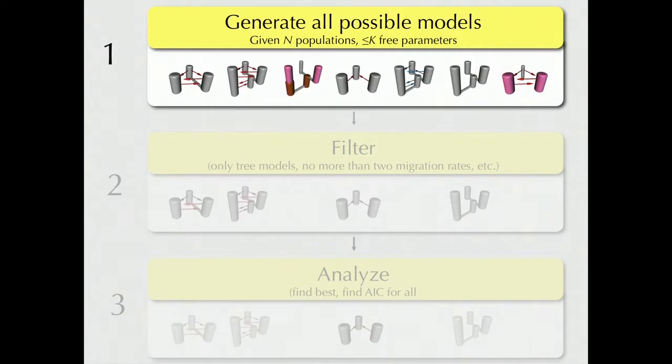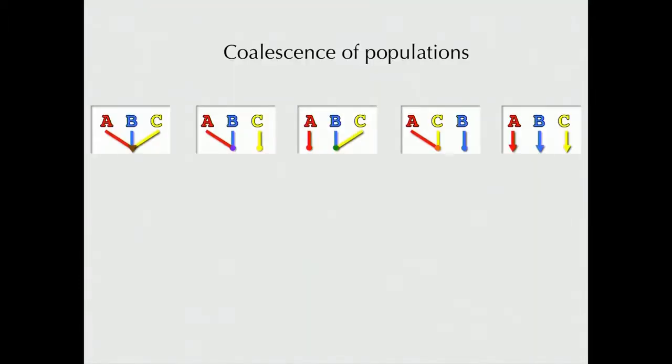Okay. So step 1, generate all possible models. So one thing to think about is how populations can coalesce. Right, so I have 3 populations, what can happen? I could have them all having a polytomy, going to a common ancestor, right? Or I could have A with B coalescing, or B with C coalescing, or A with C coalescing. Or I could have no coalescence. Right, with an island model. Okay?